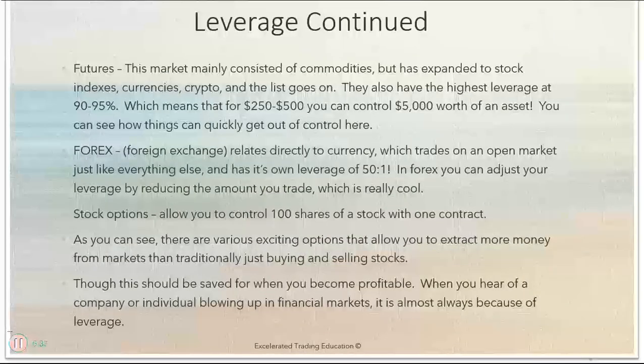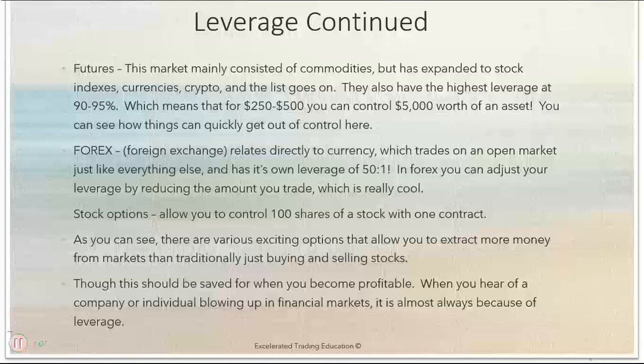Continuing with futures. The market mainly consisted of commodities in the beginning, but has expanded to stock indexes, currencies, crypto, and the list goes on. They also have the highest leverage at 90 to 95%, which means that for $250 to $500, you can control $5,000 worth of an asset. You can see how things can quickly get out of control here, not in a good way.